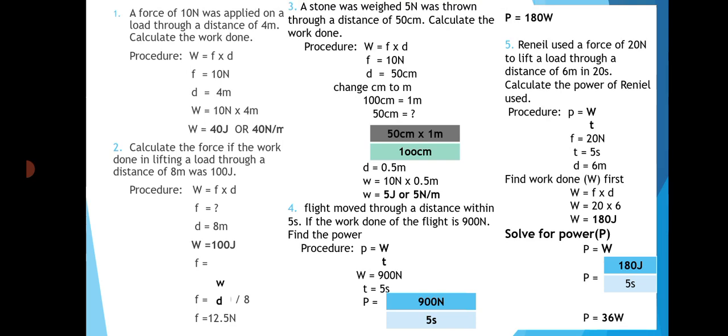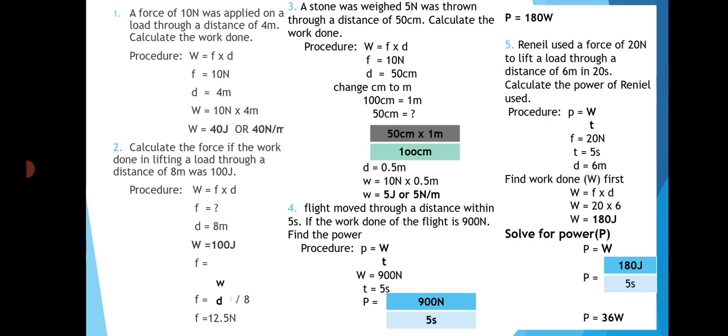Question number 4. A flight moved through a distance within 5 seconds. If the work done of the flight is 900 joules, find the power. So here we have our work done, that's 900, and our time, 5 seconds. The formula for power is work done with respect to time, T. So we're going to get 900 over 5 seconds. Our power is going to be 180 W.